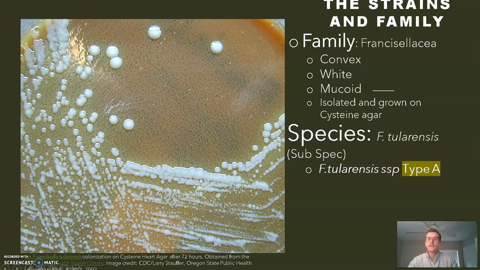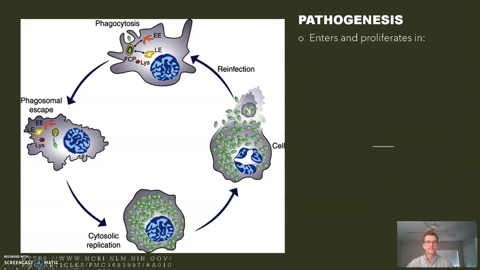So the species itself, F. tularensis, there's two subspecies of this, the first being F. tularensis ssp. tularensis type A, and that is the most virulent of the two, and that is the one that we associate with rabbit fever. The second subspecies is F. tularensis ssp. holarctica type B, and that one can also be infectious. However, we do not associate it with rabbit fever itself.